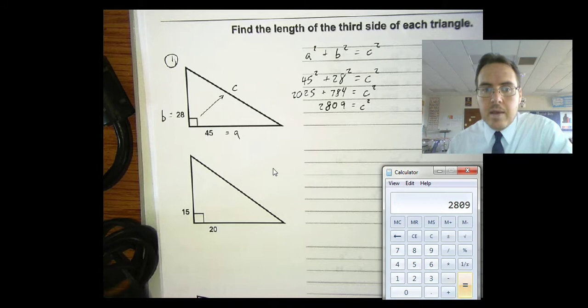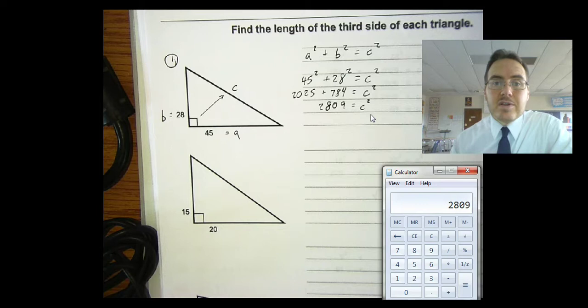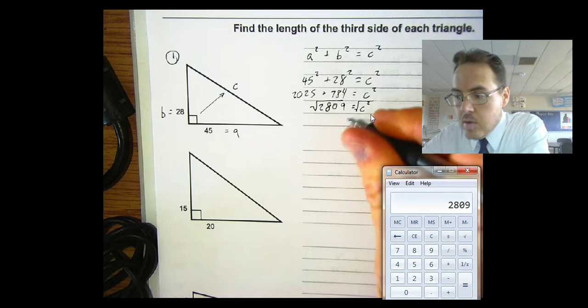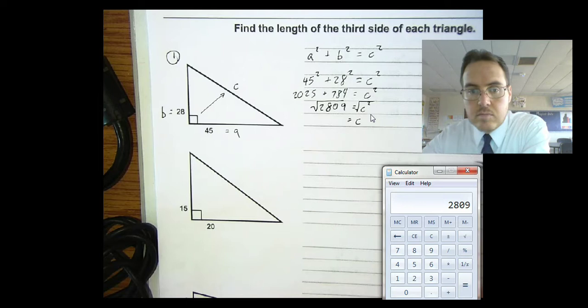This number, this 2,809, is equal to C, whatever value it is, squared. So to figure out what C is equal to, I'm going to have to take the root, the square root, the second root of both sides. Here's how I draw that on my scrapbook. Okay, the square root of C squared is just C. The second root of C squared is just C.